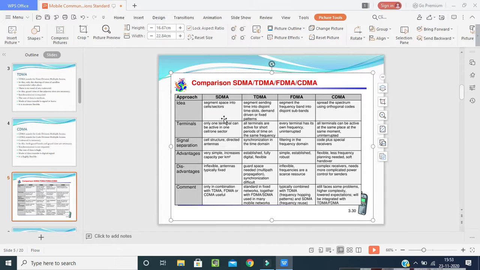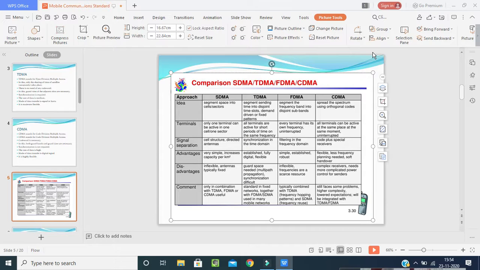First one, the SDMA. The full form of SDMA is space division multiple access. That means how the segmentation is taking place, dividing the space into cells, and again it will go into sectors. Where will you find the terminals? Only one terminal can be active in one cell and one sector.